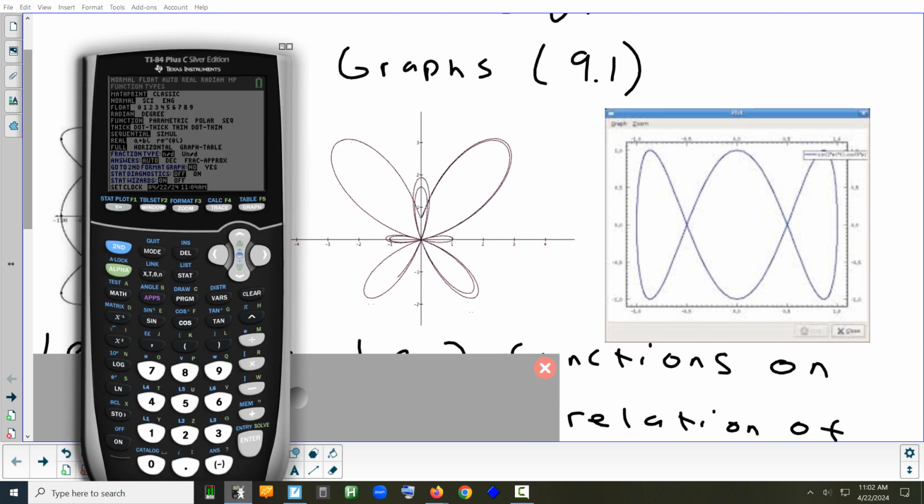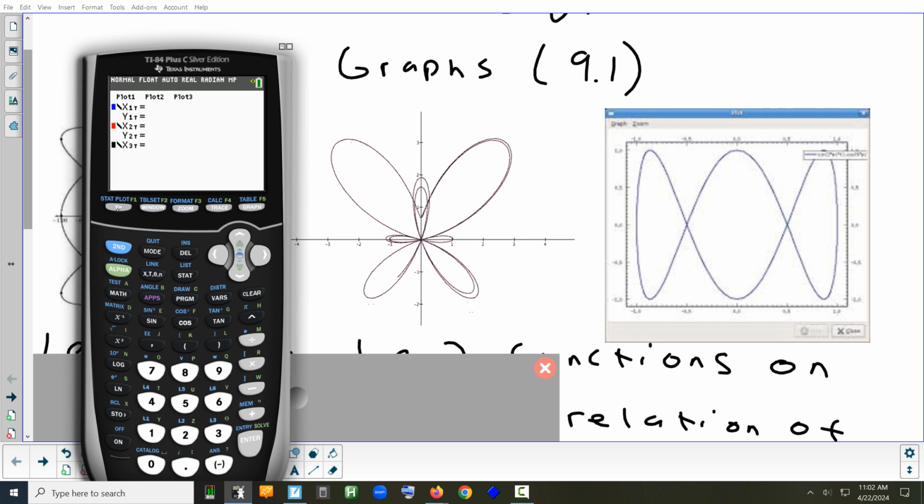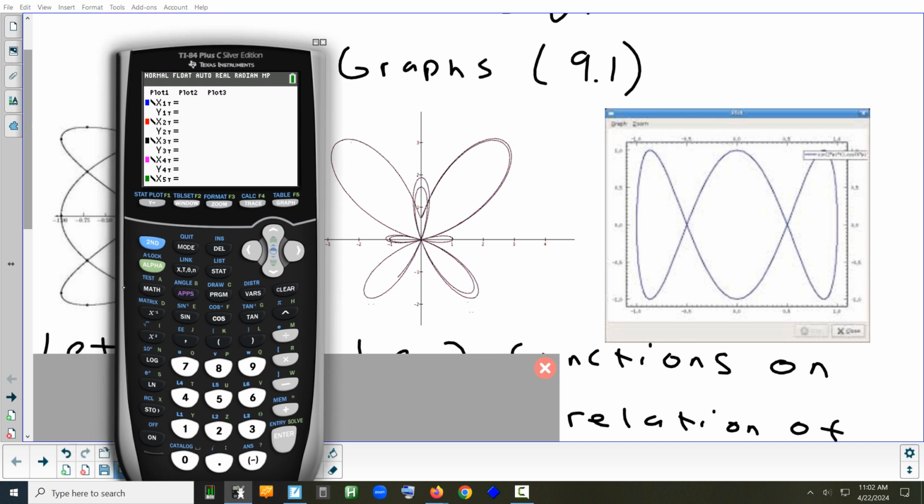And let's just change it to parametric on the calculator so you can see what it looks like. So instead of putting it on function, you're going to put it on parametric. Degrees and radians doesn't matter for this right now. And then once you put it on parametric, you're going to press y equals. You're going to notice it looks a little bit different.